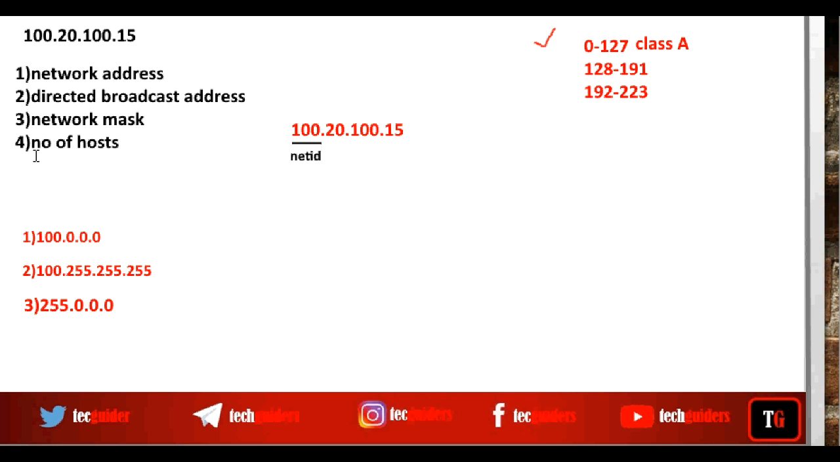And finally, the number of hosts that can be addressed. There are 24 bits in the host ID portion, so there are 2 power 24 possible IP addresses. Among them, one address is used for addressing the network and one address is used as the directed broadcast address. So the number of hosts that can be addressed is 2 power 24 minus 2.